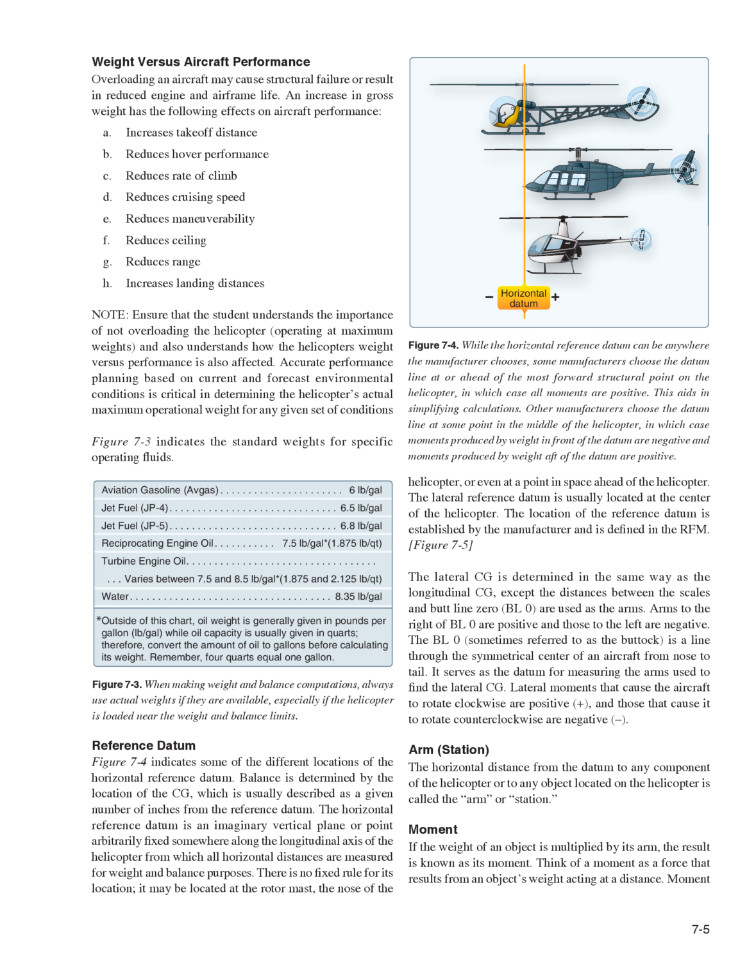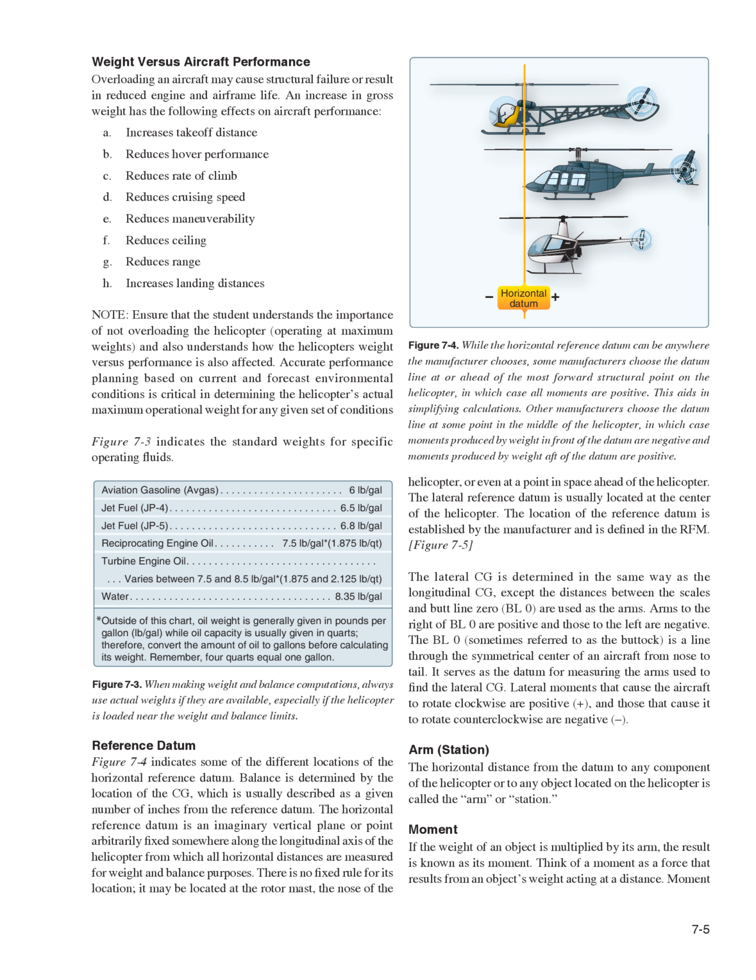Reference datum. Figure 7.4 indicates some of the different locations of the horizontal reference datum. Balance is determined by the location of the CG, which is usually described as a given number of inches from the reference datum. The horizontal reference datum is an imaginary vertical plane or point arbitrarily fixed somewhere along the longitudinal axis of the helicopter from which all horizontal distances are measured for weight and balance purposes. There is no fixed rule for its location. It may be located at the rotor mast, the nose of the helicopter, or even at a point in space ahead of the helicopter. The lateral reference datum is usually located at the center of the helicopter. The location of the reference datum is established by the manufacturer and is defined in the RFM.